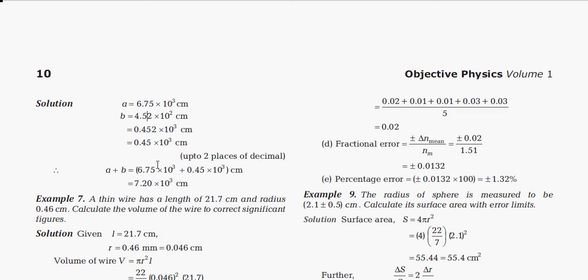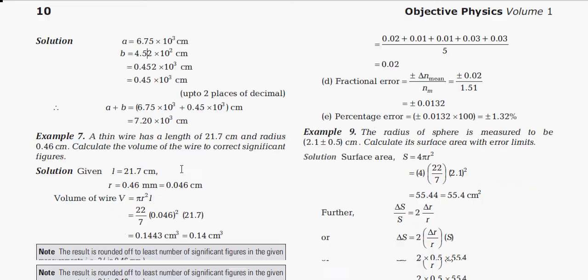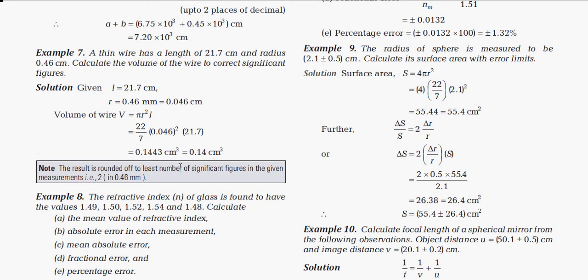So the answer will be now 6.75 plus 0.45. Just ignore this 2. Since it is 2, the preceding digit will remain as it is, which is 5. So finally the addition: 5 plus 5 will give you 10, so 0, carry 1. 7 plus 4 is 11, plus 1 carried is 12. So carry 1, 6 is there and 1 is there, so it will be 7.2, and 10 to the power 3 will remain as it is. Got it. Let's come to the next problem.